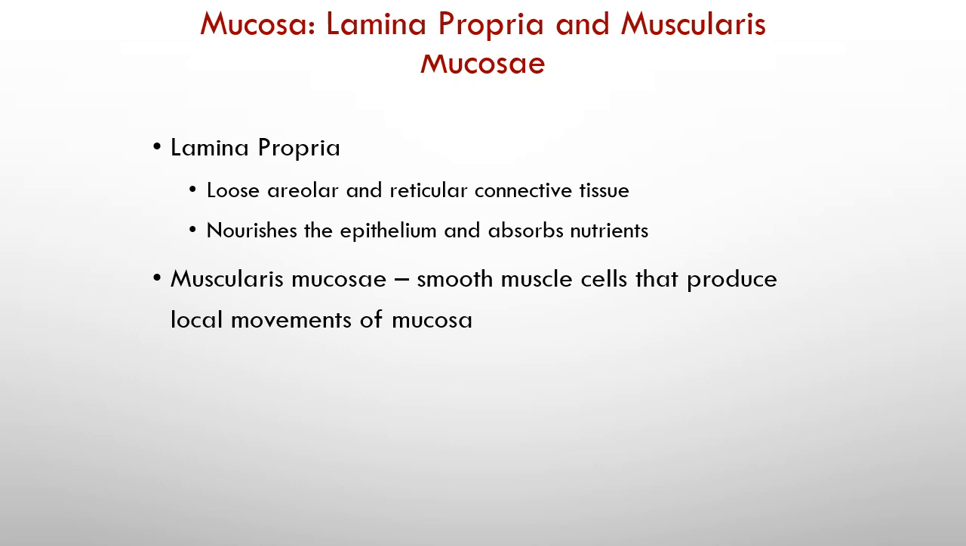The lamina propria, this is our connective tissue layer that lies in between the epithelium and the muscular layer. So we have a little bit of loose areolar, some reticular connective tissue that's there. This is providing for all of the nutrition up to the epithelial layer that is there. And the blood vessels that are found in here are where we're going to start the absorptive process for those nutrients as well.